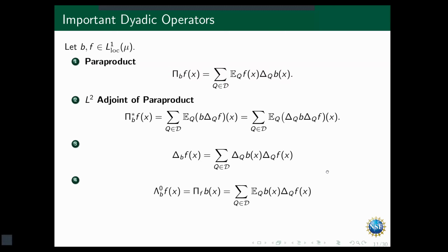And there are two more related operators. One is this Λ_b^0 operator, which you get by taking the paraproduct π_b applied to f and interchanging the roles of b and f. Okay, so now the expectation is on b and the martingale difference is on f. And then there's a variant of this, which is denoted by Λ_b, and it has this formula. These are just some operators that are going to play a role in different decompositions that we're going to apply to commutators later.